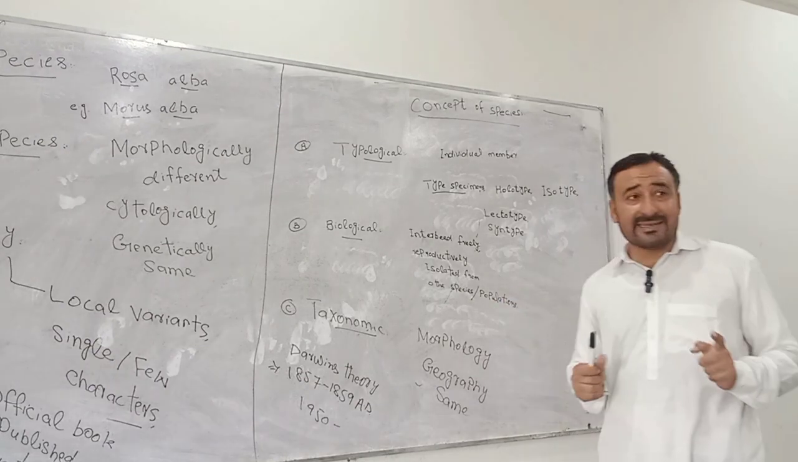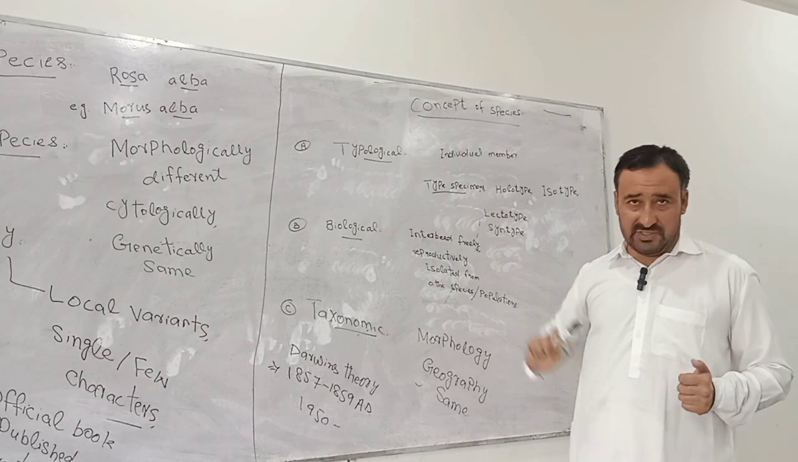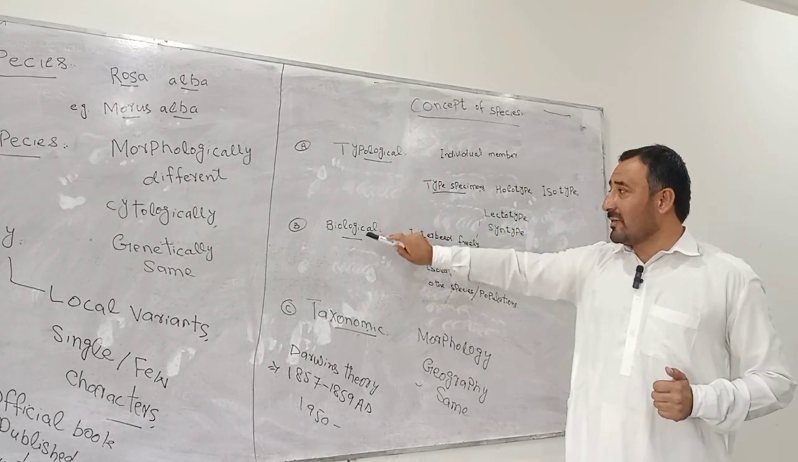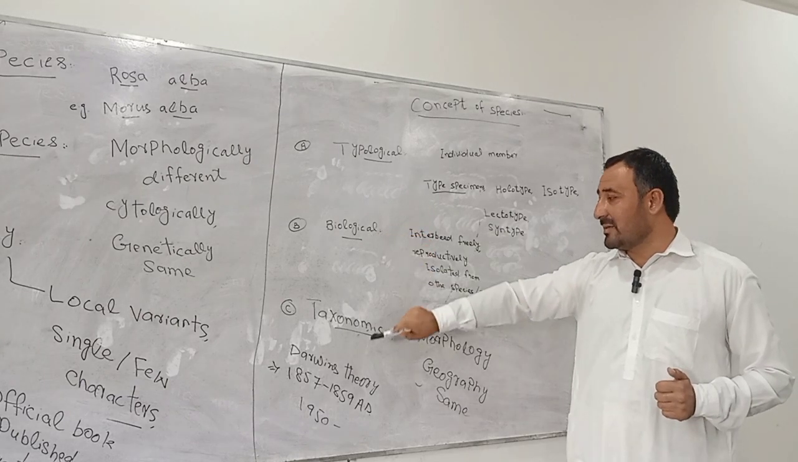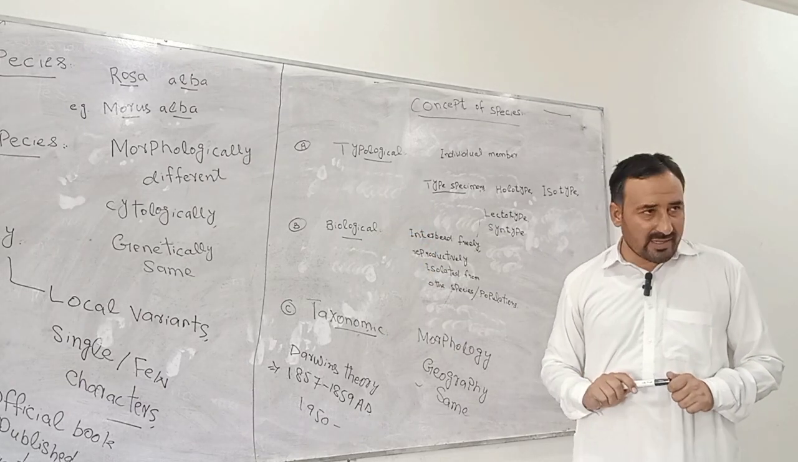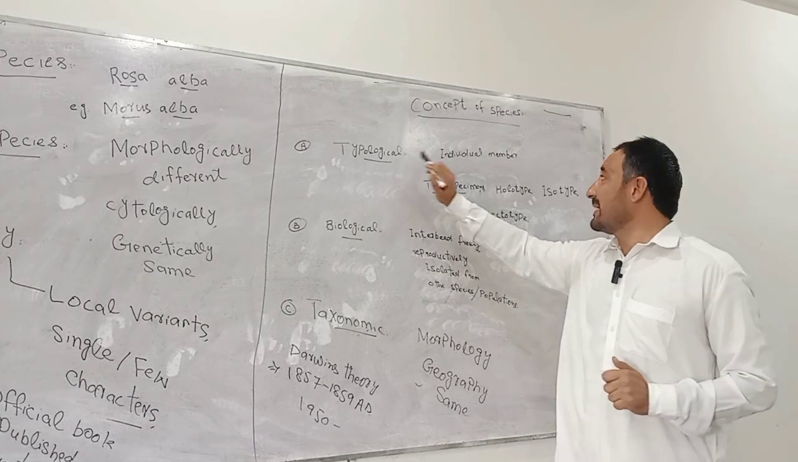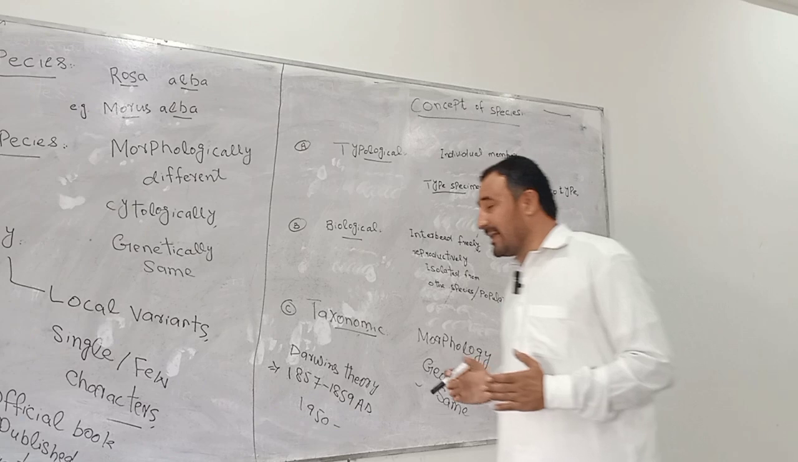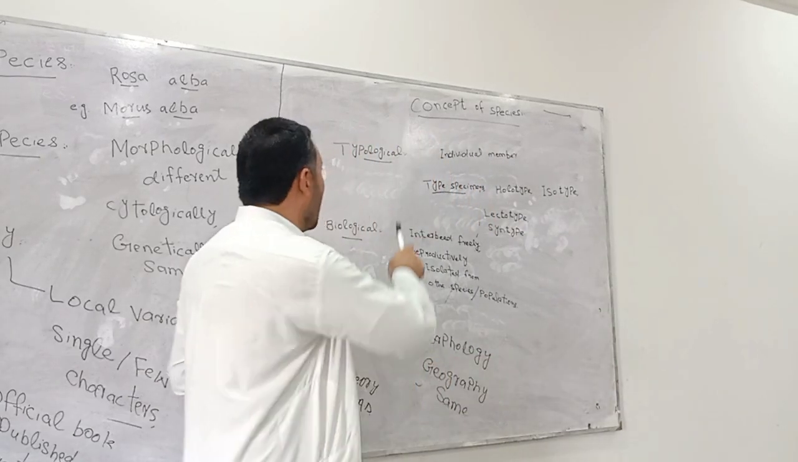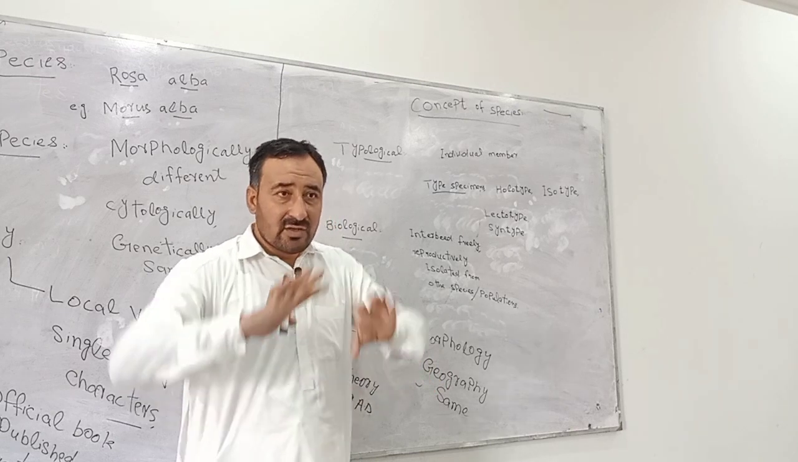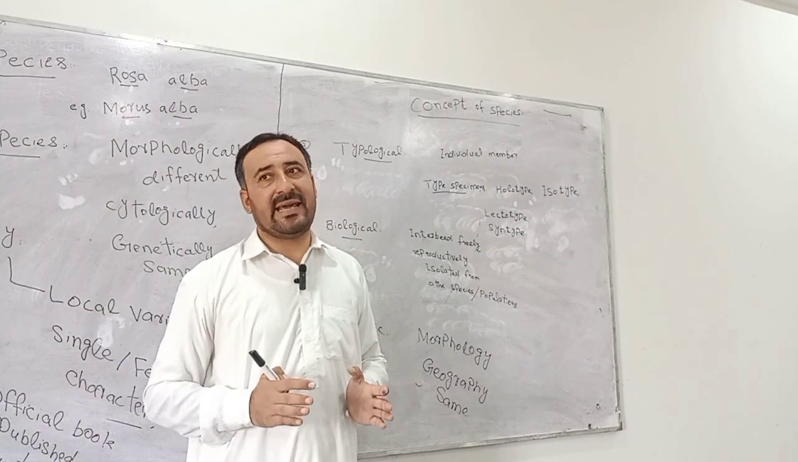So there are basically three concepts of species. Number one is the typological concept, the second one is the biological concept, and number three is the taxonomic concept. So first of all, what is the typological concept? The typological concept means when only a single member of a species represents the whole population of that area.